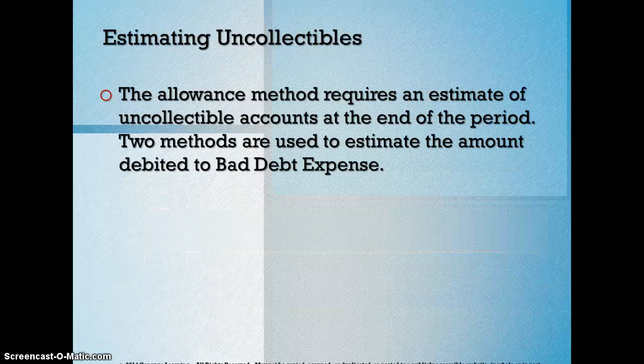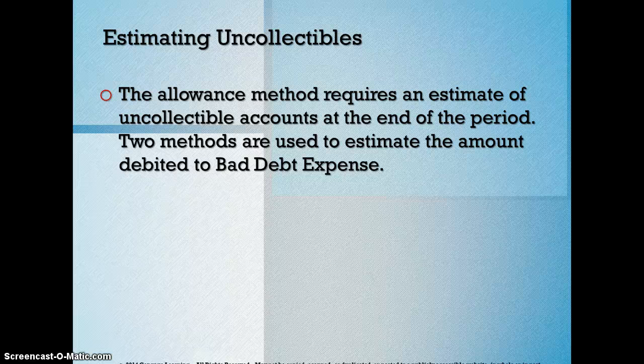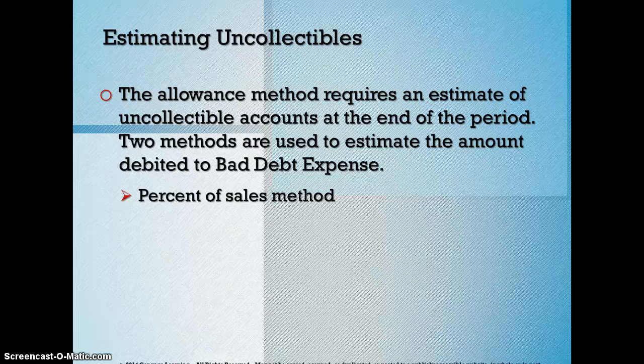Okay, so how do we come up with our estimate? There are two methods that we can use to come up with our estimate. That was that first December 31st journal entry that we had. We can use the percentage of sales method, or we can do an analysis of our receivables method.